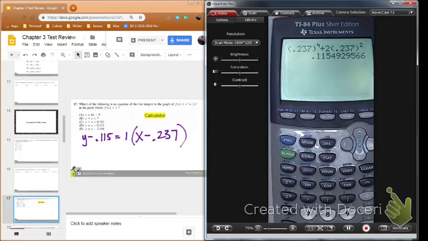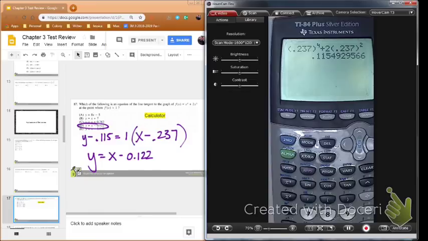So if I simplify this, if I distribute the 1 and then add the 0.115 over, I get that y is equal to 1x, or just x, and then negative... I know you guys can't see my calculator doing this because it's frozen from what I'm writing on the screen, but essentially I'm just figuring out what negative 0.237 is plus 0.115. So negative 0.237 plus 0.115 is equal to negative 0.122. Negative 0.122. And that's answer choice D.